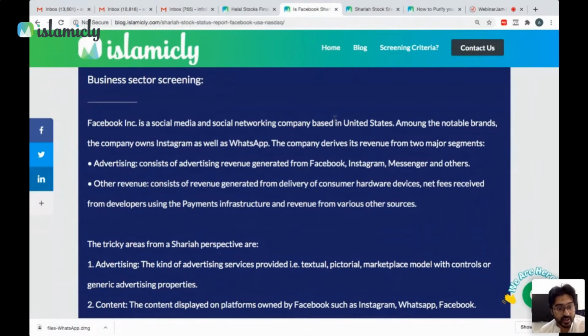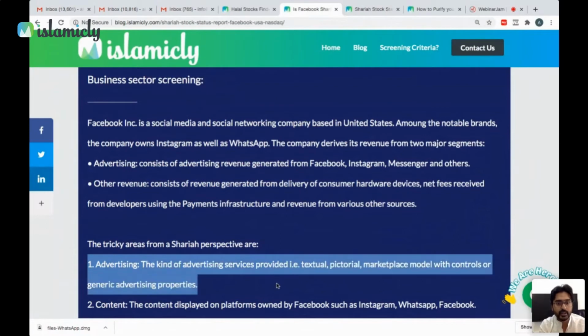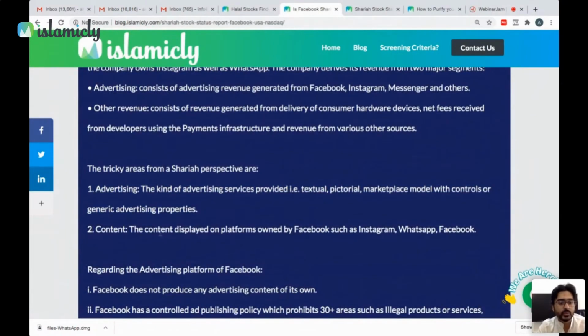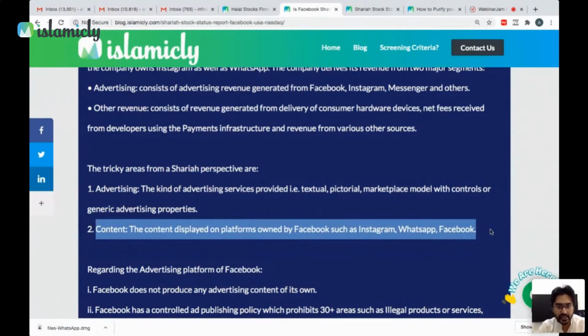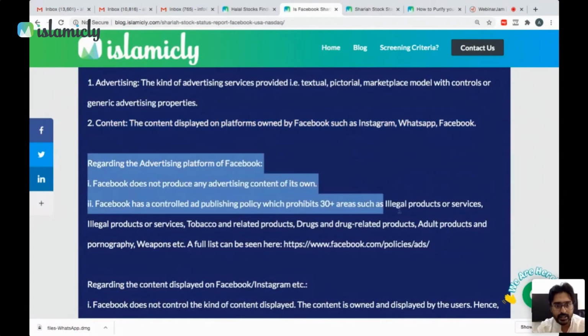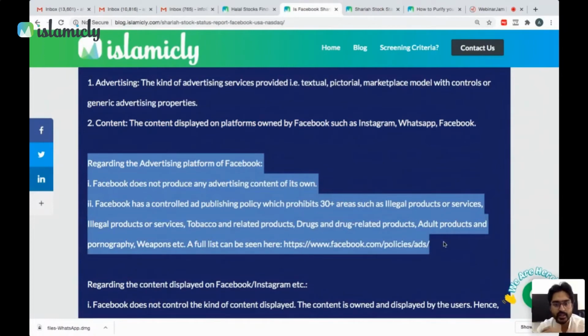The tricky areas are definitely advertising. Over here, I'll highlight it for you. The kind of advertising services provided, that is textual, pictorial, and marketplace model with controls or generic advertising properties. And the content. A lot of people have an issue which says that Facebook has a lot of non-permissible content. So we've picked that up as a tricky area. The content displayed on platforms owned by Facebook, such as Instagram, WhatsApp, Facebook, could be non-permissible. So let's analyze them. Regarding the advertising platform of Facebook, this is what we have found out.